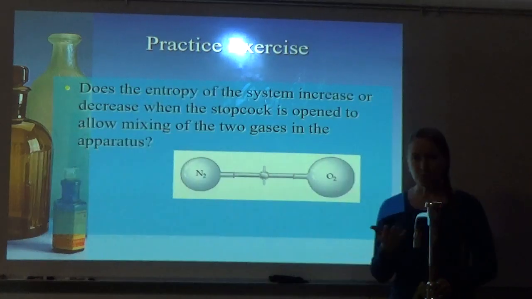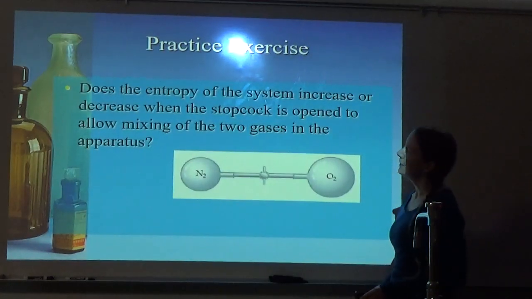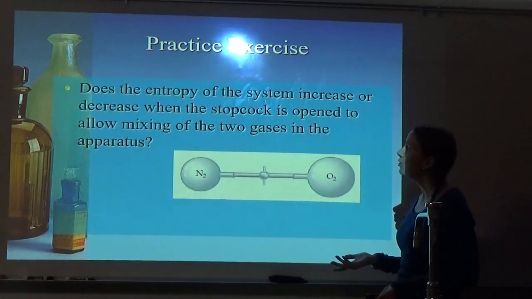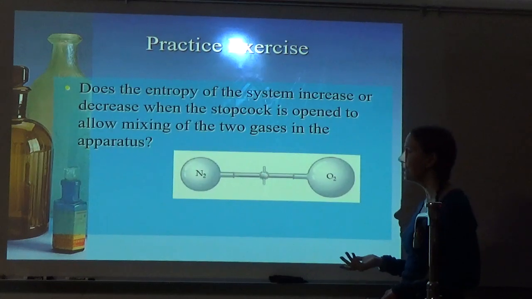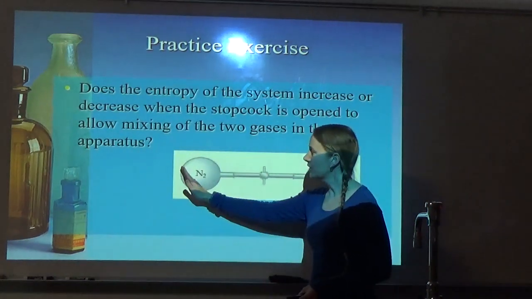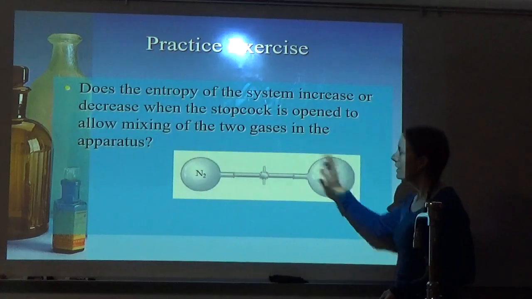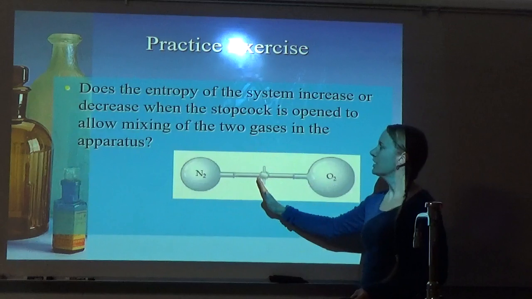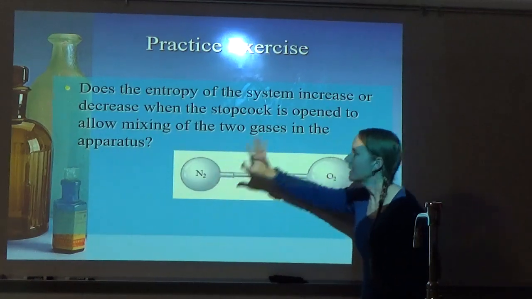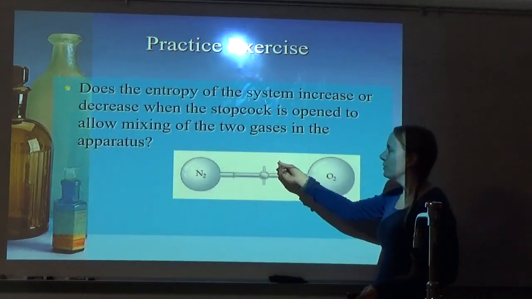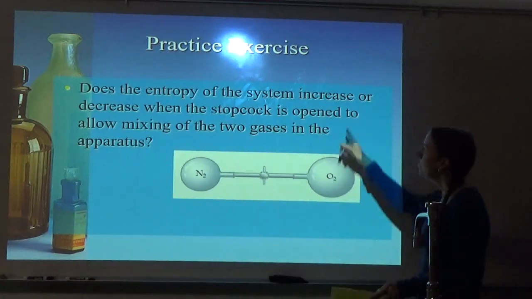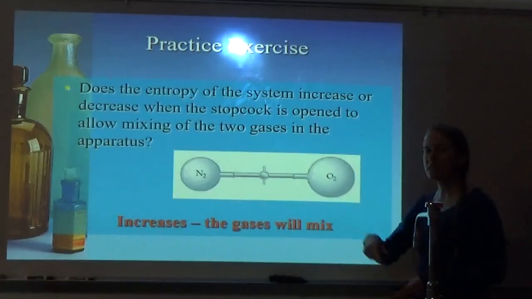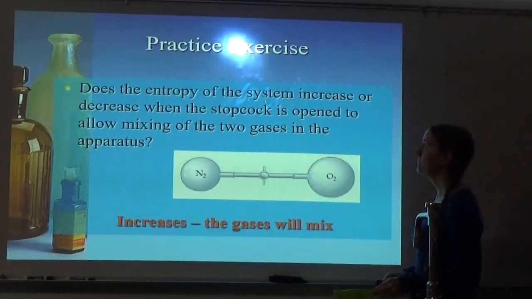All right, so you try this one real quick. I'll assume you paused it, tried it, and we'll look at it together. It says, does the entropy of the system increase or decrease when the stopcock is open to allow mixing of the two gases in the apparatus? Here we have all our nitrogen on the left and all our oxygen on the right. But when we open this stopcock, they're allowed to mix together. Before we started, it was very orderly, with nitrogen on one side and all my oxygen on the other. Once I open that stopcock, they all mix together. So what happens to the amount of entropy? It increases, because of course those gases are going to mix and become disordered.